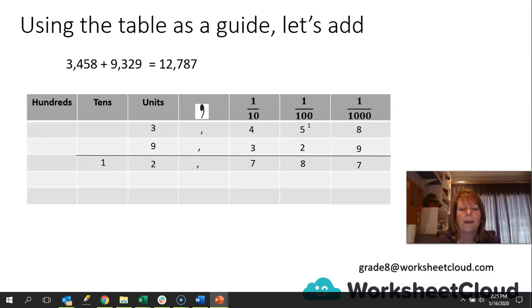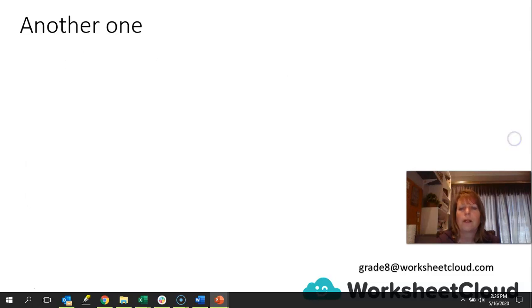12,787. Okay, everybody happy? Remember to carry over any number that is 10 or greater. That 1 needs to go in there, so that it goes into the next column. We can't write 17 over here because that would push it into the ten thousandths column, and we're not working with that. All right. Okay, let's go on.